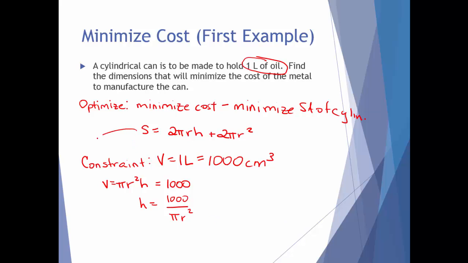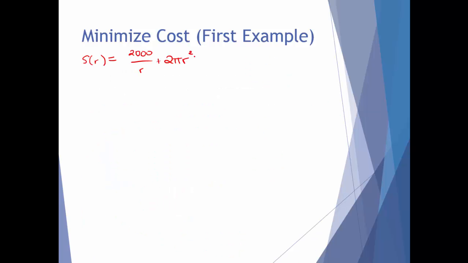So when we substitute that into our optimization equation, what we're going to get is that S is equal to 2 pi r. In place of H, we put in 1,000 divided by pi r squared, plus 2 pi r squared. And now notice that our surface area is just a function of r. And let me clean that up a little bit as we move to the next slide. So our surface area as a function of the radius is going to be 2,000 divided by r plus 2 pi r squared.